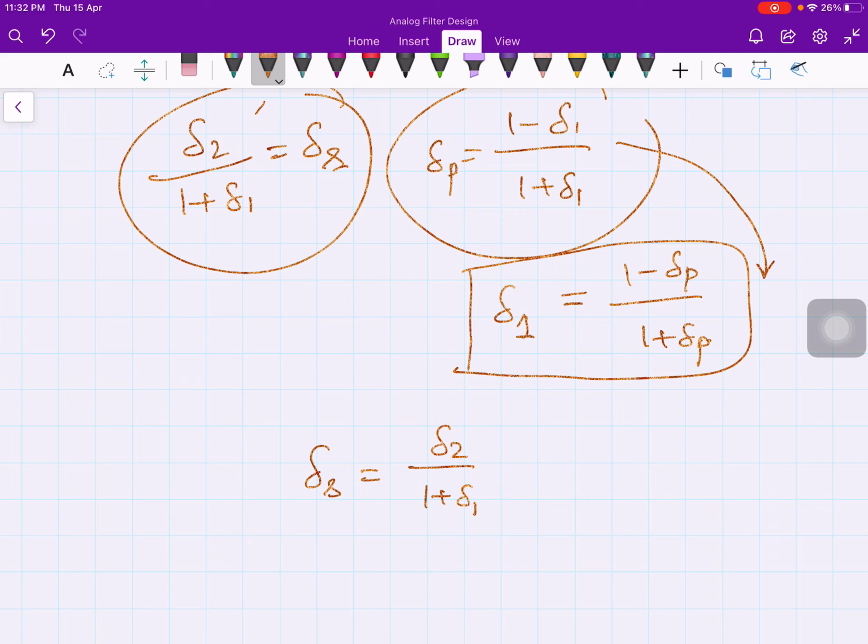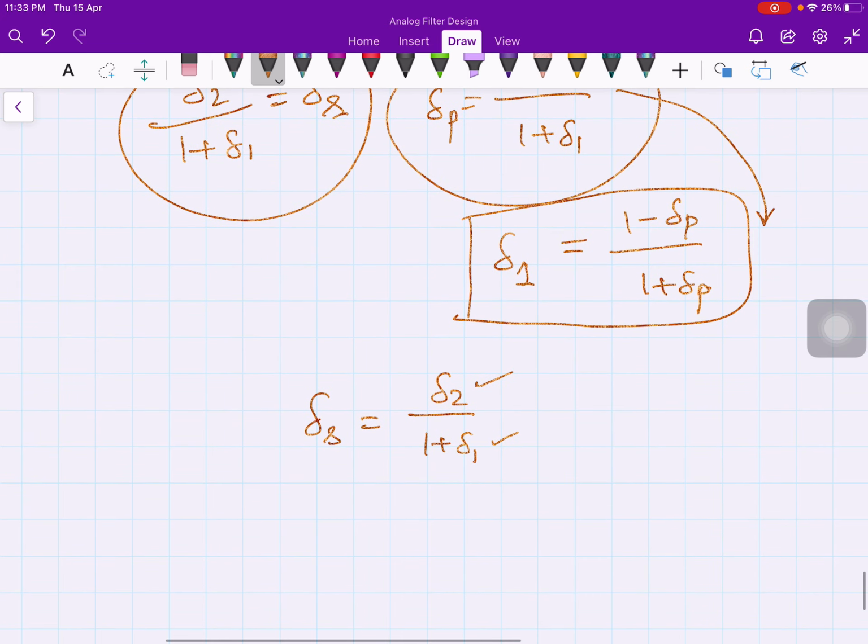Wait a minute, hold on. Yes, we need to eliminate delta 1 and 1 plus delta 1. So we need to write delta 1 in terms of delta P and delta S. How can I do that? On both sides you add 1. So which equation should I take?